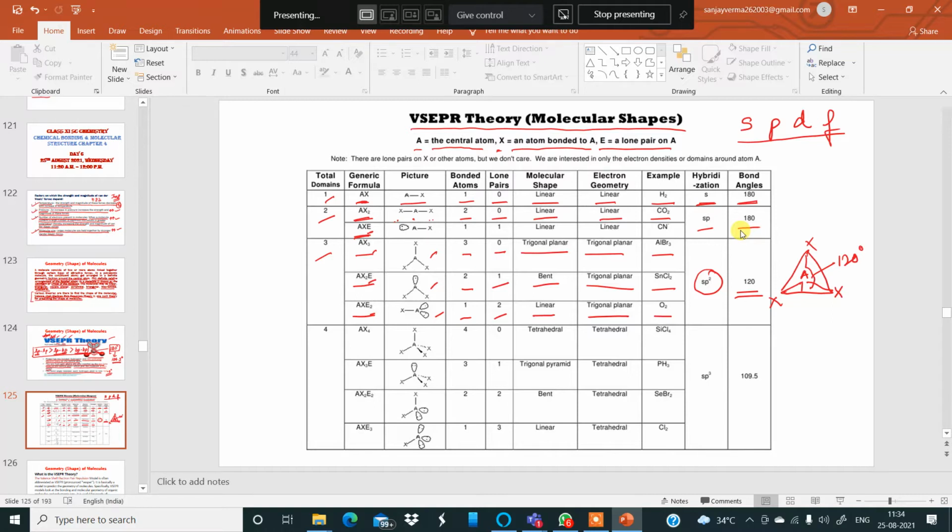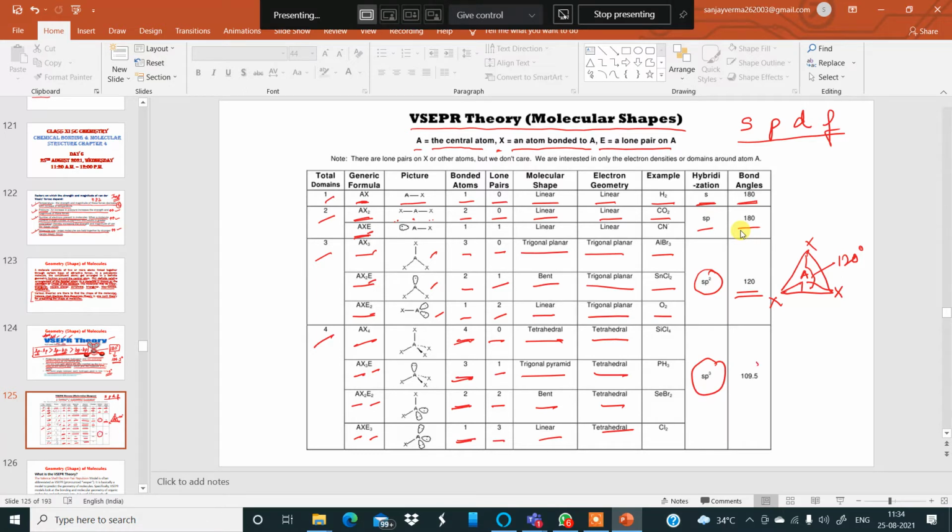Then if you look at domain 4, AX4: 4 ligands, or 3 ligands and 1 lone pair, or 2 ligands and 2 lone pairs, or 1 ligand and 3 lone pairs. If the bonded atom is 1, there will be 3 lone pairs. Bonded atoms 2, 2 lone pairs. Bonded atoms 3, 1 lone pair. If bonded atoms are 4, there is no lone pair. So the molecular shapes are tetrahedral, trigonal pyramidal, bent, or linear. But the electron geometry is tetrahedral everywhere, and the hybridization is sp3.